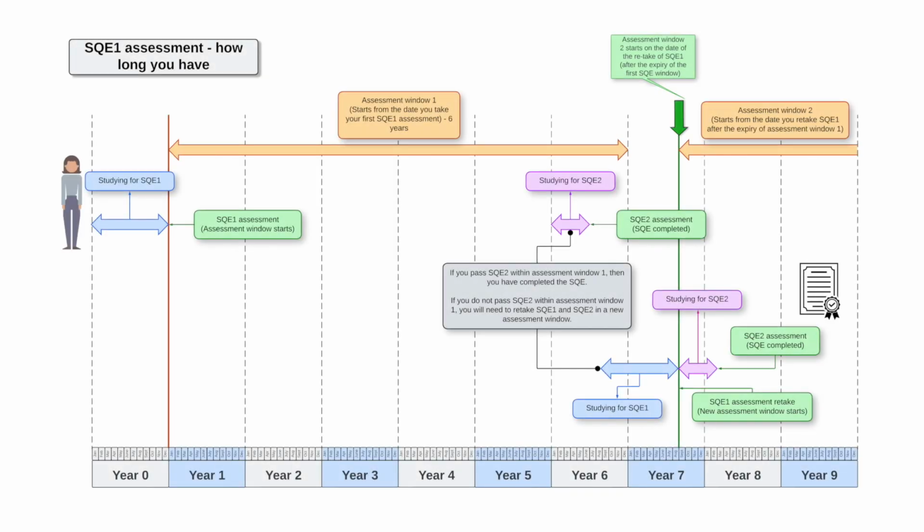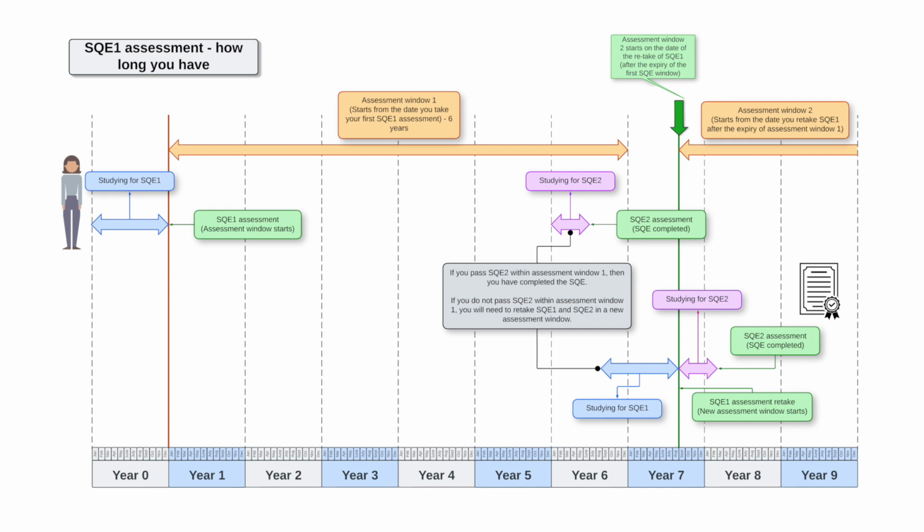Now, once you pass both the SQE1 and SQE2 within a 6-year assessment window, then you've passed the SQE and you're through. That's the end of it. After that, it doesn't expire. So let's just talk through this diagram to illustrate these points.